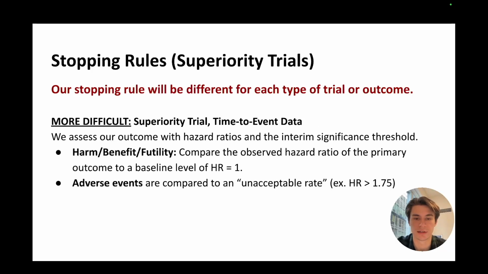This becomes a little more complicated when we're dealing with time to event data, which uses hazard ratios to assess our outcome instead. We have to compare the observed hazard ratio, calculate a confidence interval with the interim significance threshold, and then compare that to our baseline hazard ratio that we're looking at. Then, when we're dealing with adverse events, we would be comparing those to an unacceptable rate, which might be predetermined by a research ethics board.